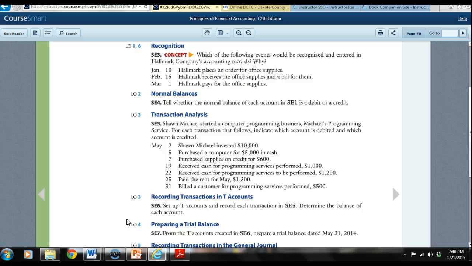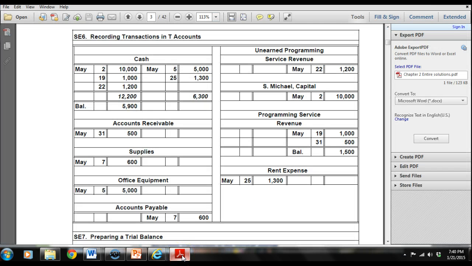Next, May 7th. Purchase supplies on credit for $600. What are we going to do? Debit supplies. And then what are we crediting? Accounts payable, May 7th, credit 600. Is that making sense, guys? So, Cecile, every transaction, we're going to debit something and we're going to credit something.